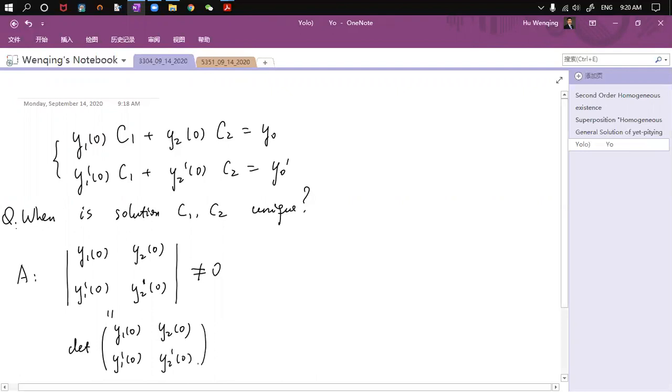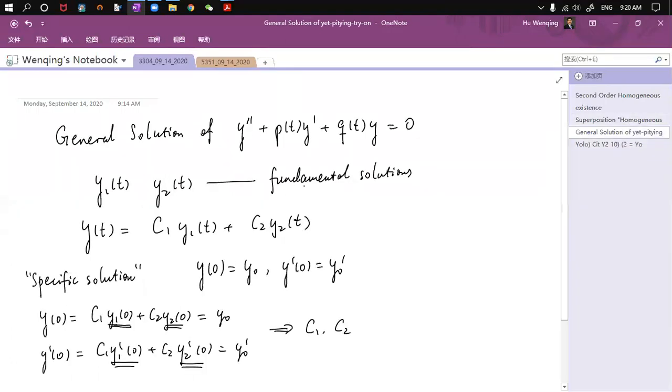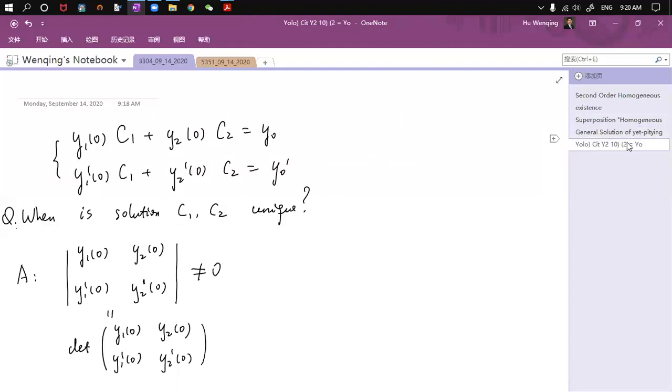If you look at the determinant of this coefficient matrix, it takes a very particular form. The first line are going to be the values of the functions y1, y2, and the second line is going to be their derivatives. That's a very clear structure. These y1, y2 are the so-called fundamental solutions that you found in your guessing.